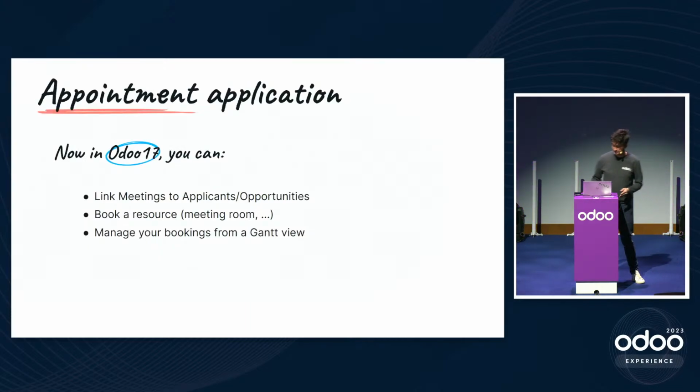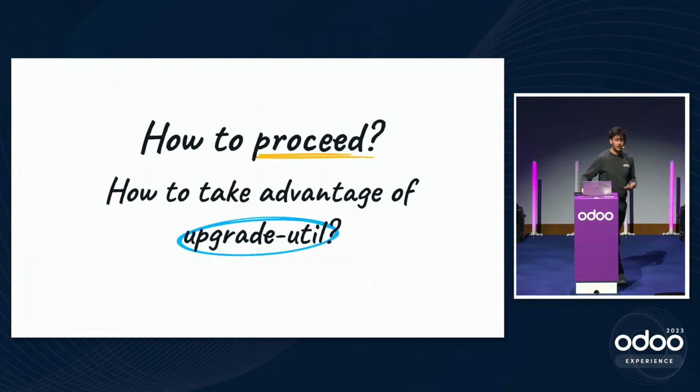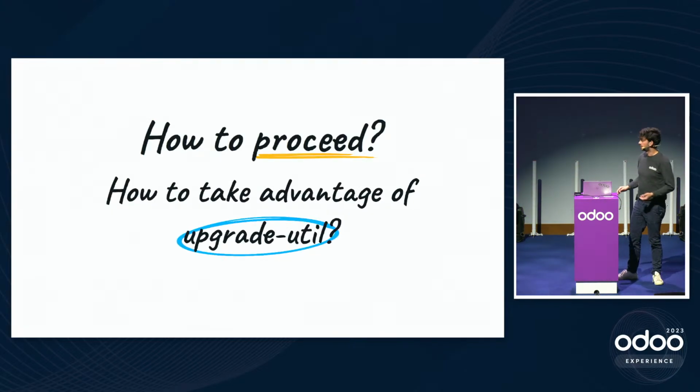Now in Odoo 17, you can link meetings to applicants and opportunity, book a resource, and manage your booking from the Gantt view. So all the customization you made, they are not really relevant anymore. But you don't want to lose the data that you had from the past, and you want to reduce your technical debt. So how do you proceed, and how do you take advantage of Upgrade Util?